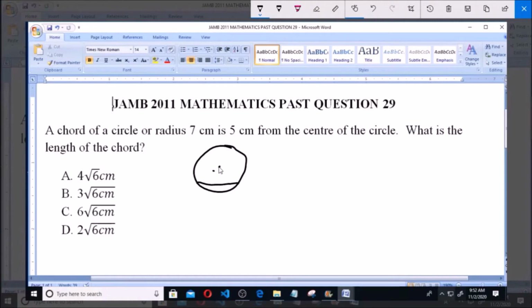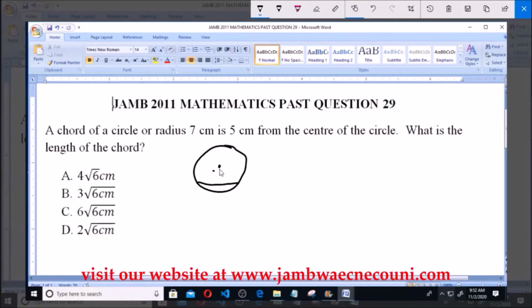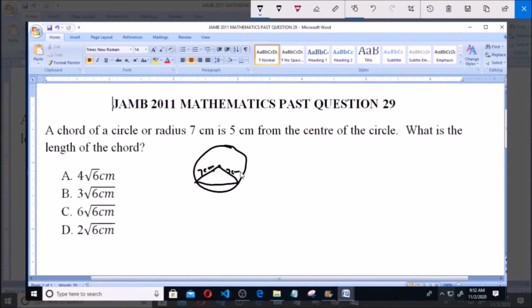Let's assume this is the center of the circle. Now we are told that the radius is 7 cm, so the radius of this circle is 7 centimeters, meaning here is 7 cm and here is 7 cm. They say the chord is 5 centimeters from the center of the circle, meaning from here to the chord is 5 cm. Now what is the length of the chord?